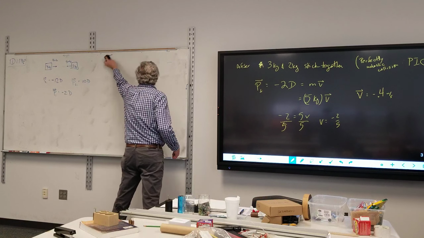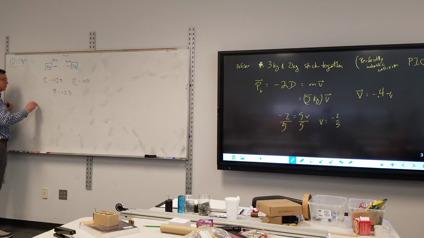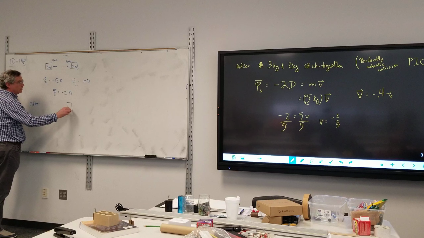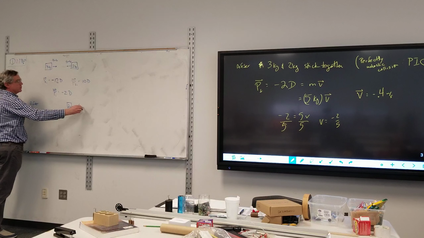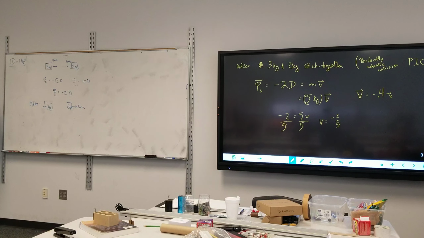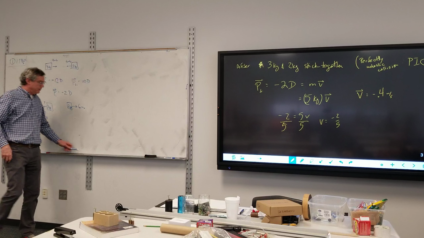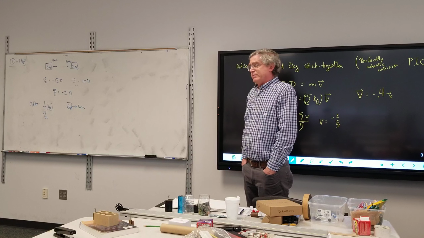All right, so this time after the collision, they're not sticking together. After the collision, the 2 kilogram mass is heading to the right at, we'll say, 6 meters per second. And the 3 kilogram mass is doing something. I don't know what the velocity is. I want to find out what is the final velocity of the 3 kilogram mass.